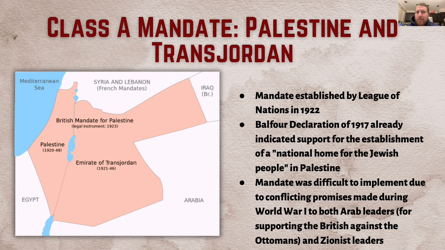By 1947, the British government basically referred the Palestine problem to the UN. The UN proposed a partition plan that would divide the territory into separate Jewish and Arab states, with Jerusalem under international administration. This plan was accepted by Jewish leaders but rejected by Arab leaders, and we'll get into that post World War II.